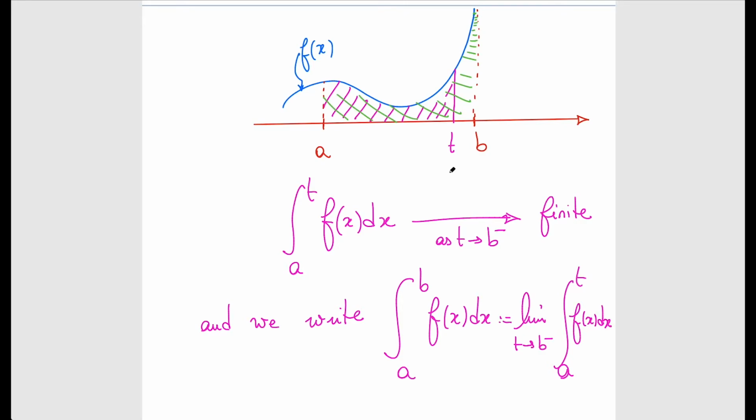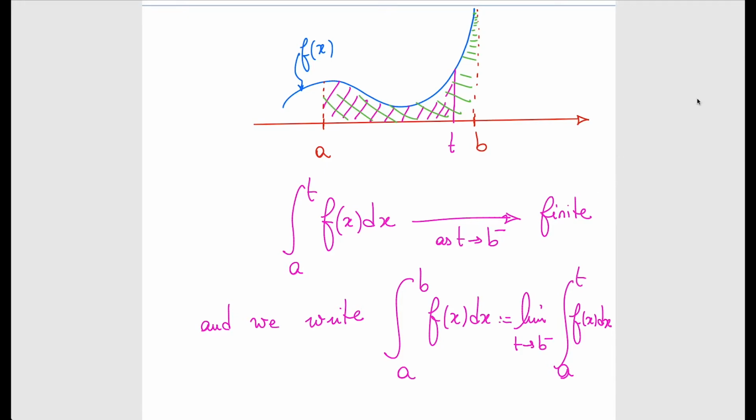Okay, so if those pink regions, as T gets closer and closer to B, get closer and closer to a number, in other words, if this limit exists, then that's going to be referred to as the area of that region, and it's going to be denoted by the symbol integral from A to B of f of x dx. So this is an improper integral, right? This is an improper integral over an interval which has a finite length. But don't forget, at B, this time I have an infinite discontinuity, so that's improper because of that.